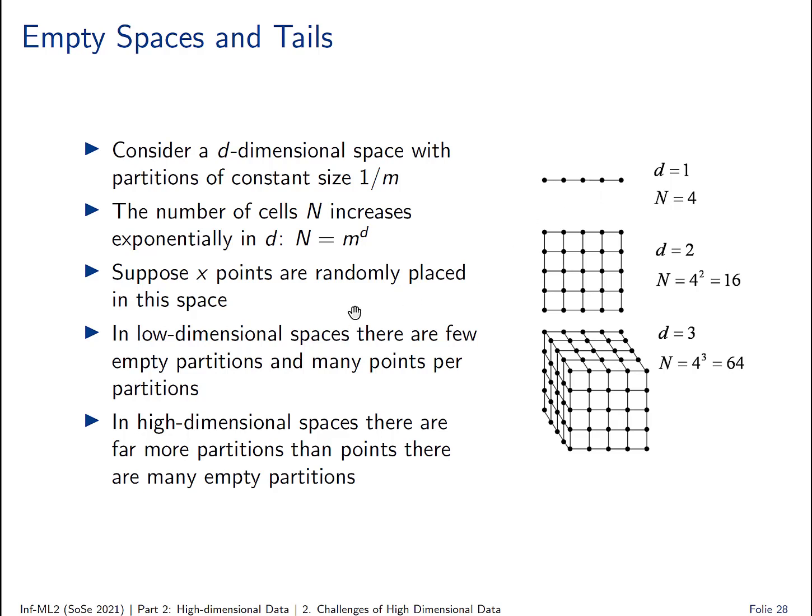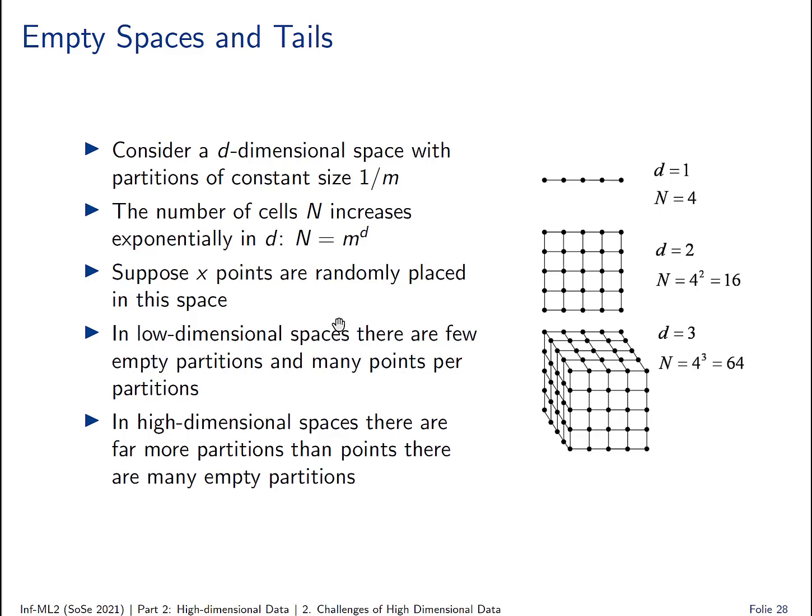But if we have the same number of points, say 10 points, spread randomly over this data space, we see that, if it's random, we have 2.5 observations per partition, at least that's what we expect here. 10 over 4. Here we have 10 over 64. So most or many of the partitions, the grid cells, will be empty actually. So in high-dimensional spaces there are far more partitions than points. So many of these partitions will be empty.